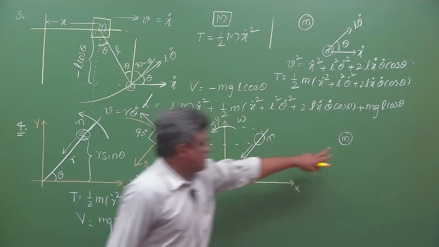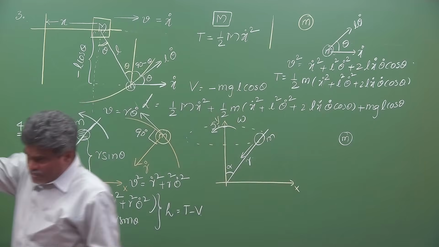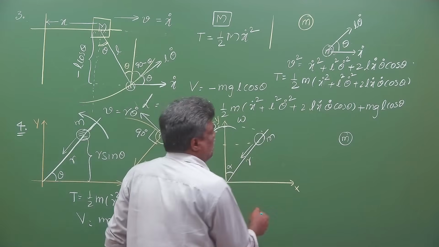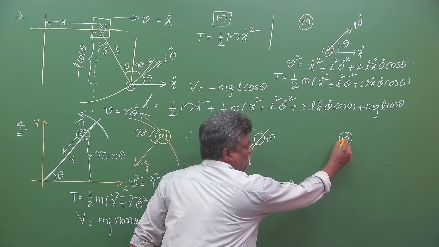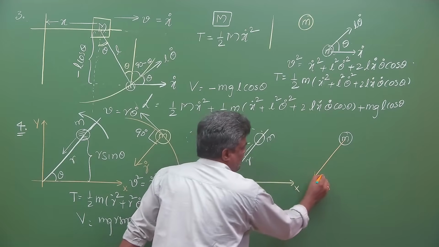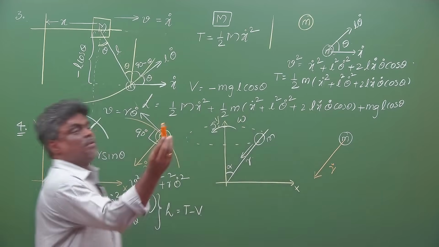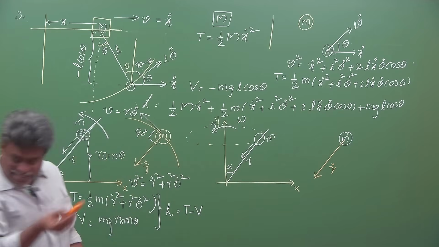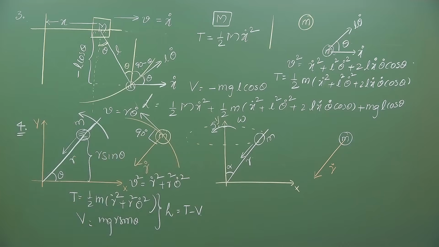Now please take the mass like this and represent how it is moving. You try yourself how the mass is moving like this. That's why this is r dot. Next one, how is it moving? Draw a circle, and there take a tangent.